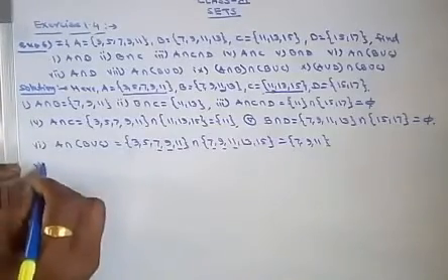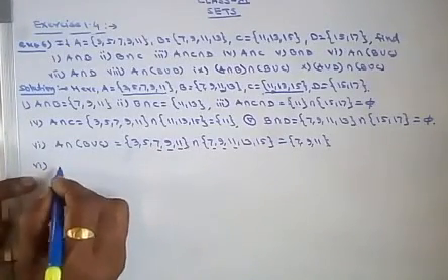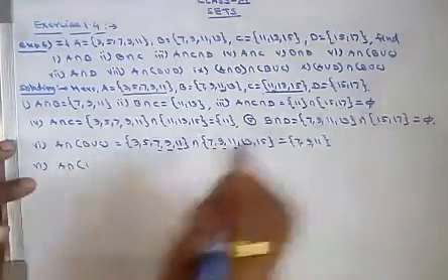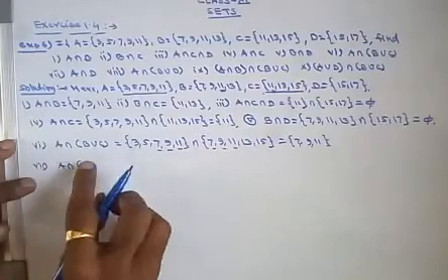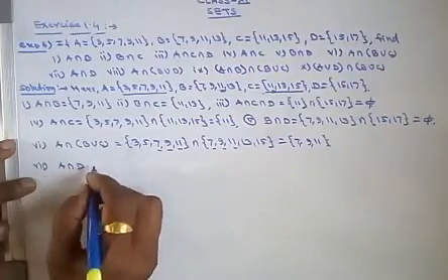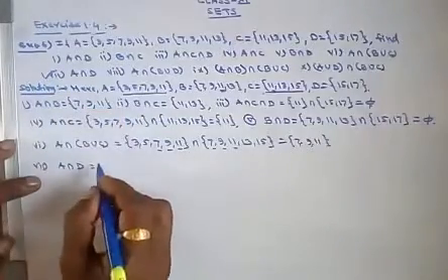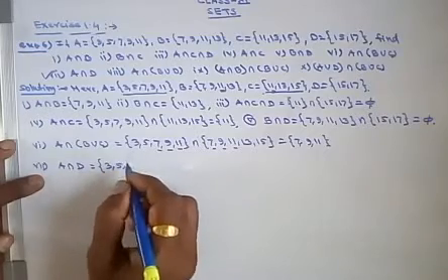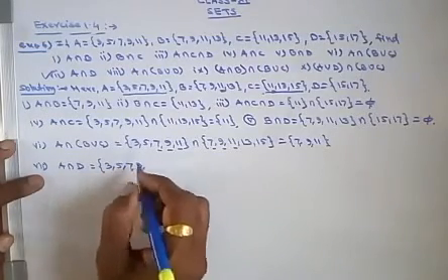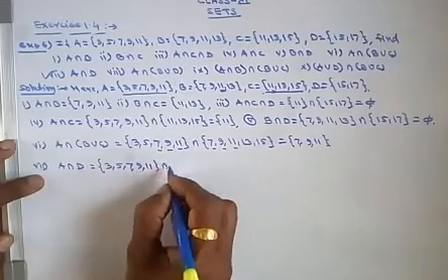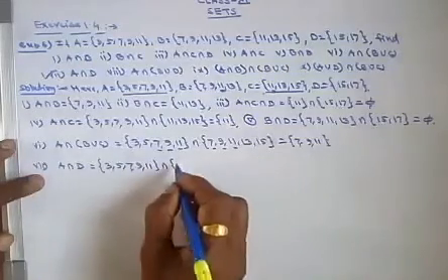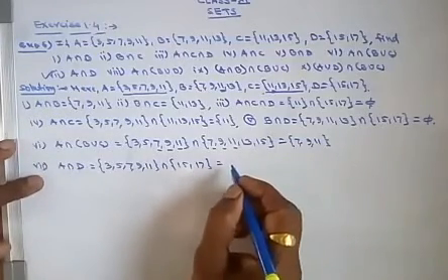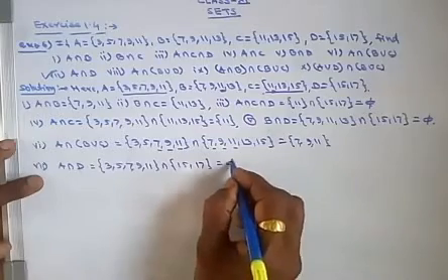Okay, then next is A intersection D. So what is A? A is 3, 5, 7, 9, 11. Intersection, what is D? D is 15 and 17. So no element is common here, so it is empty set.